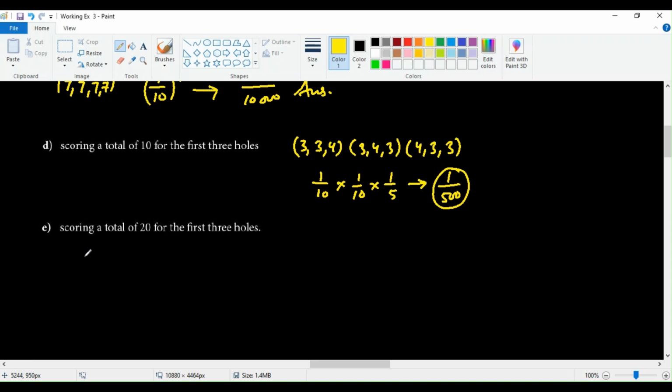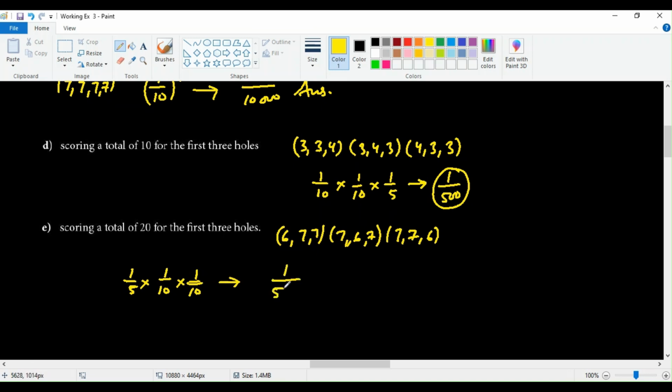When it comes to scoring 20, the possibilities that I see is 6, 7, and 7 is the first possibility. Second possibility is 7, 6, and 7. And the third possibility is 7, 7, and 6 to give me a 20. So you multiply 1 over 5 times 1 over 10 and 1 over 10. So finally what we'll have is 1 over 500 is also the possibility of having a 20.